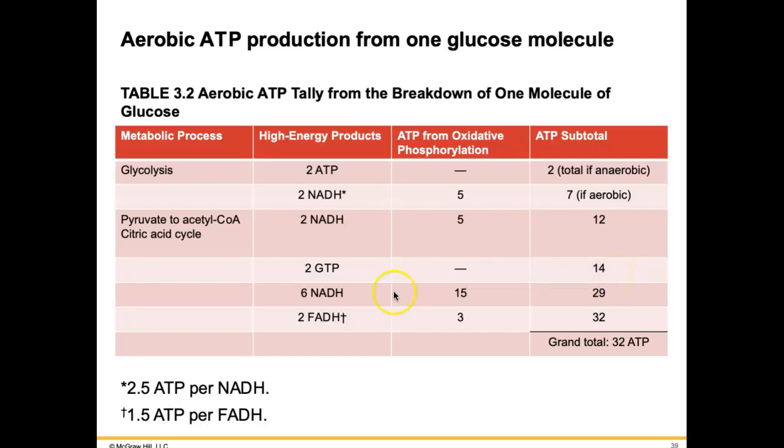And then we got our 6 NADH and our 2 FADH from that one glucose molecule, which is then going to result in 15 and 3 ATP respectively, and that brings our total to 32 ATP. Now remember, keep in mind, if we did start off with glycogen, we would have 1 extra. So if we start off with glycogen, our grand total would be 33 ATP.